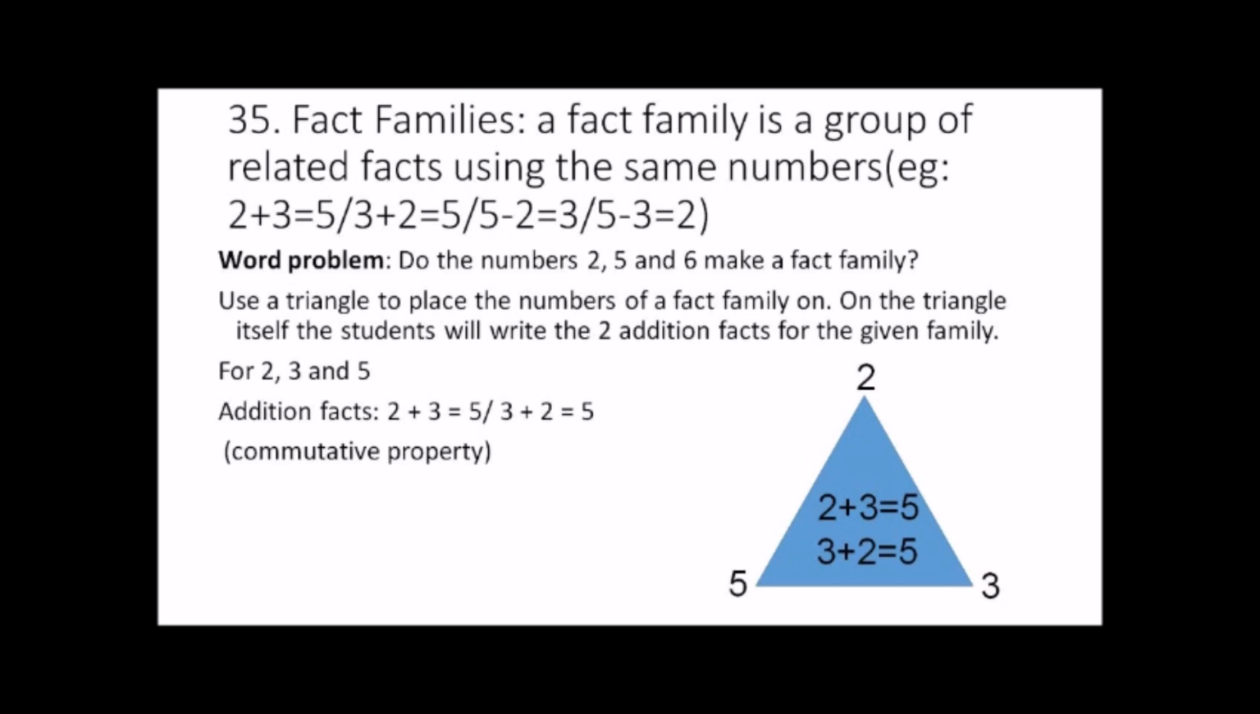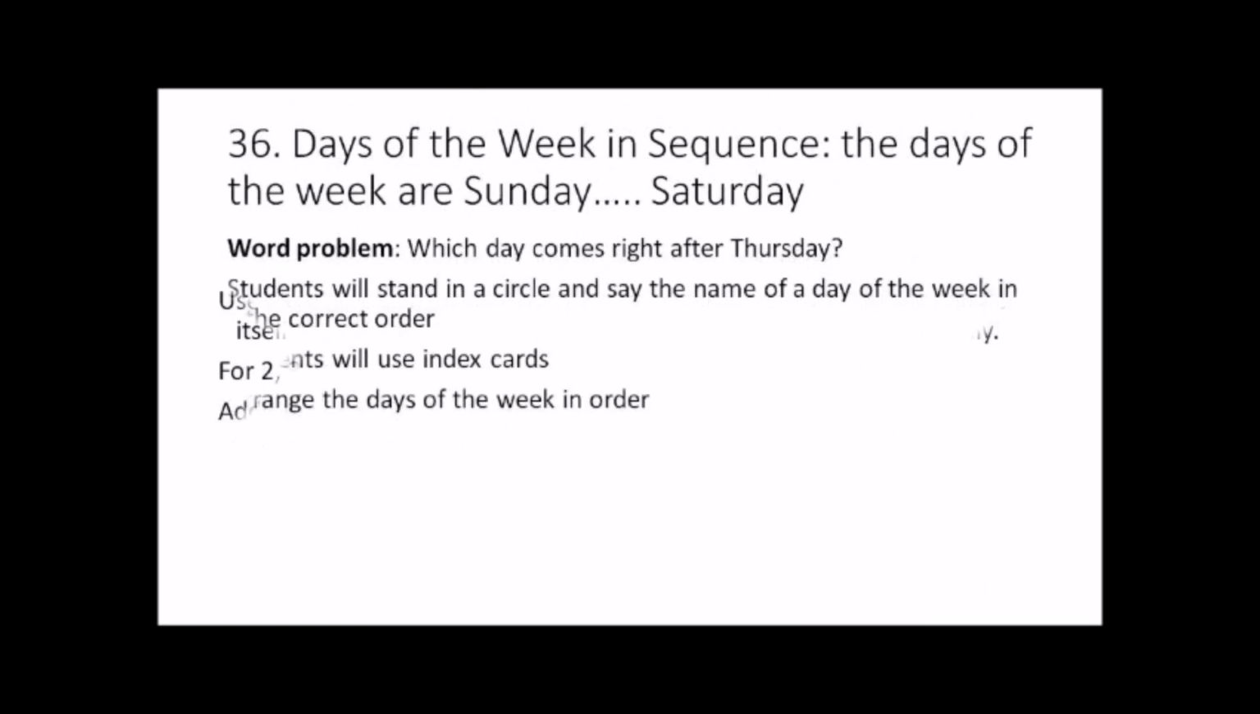Lesson 35, fact families. A fact family is a group of related facts using the same numbers. 2 plus 3 is 5, 3 plus 2 is 5, 5 take away 2 is 3, and 5 take away 3 is 2. You can begin with a word problem with 3 numbers, and then let them draw a triangle and put the 3 numbers on the vertices, and then inside let them put the fact family. Start with the addition ones first, 2 addition ones, and it could go 2 plus 3 or 3 plus 2.